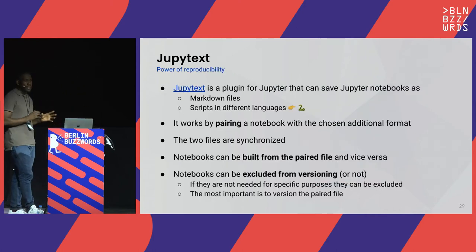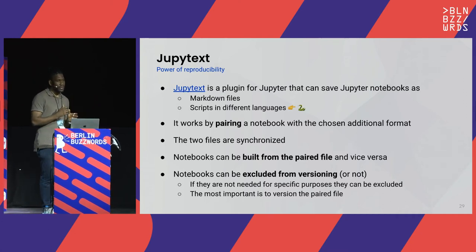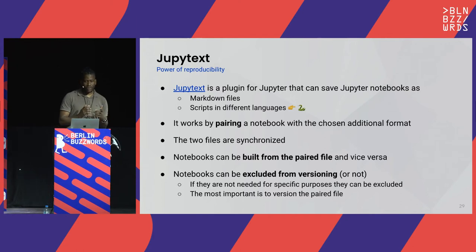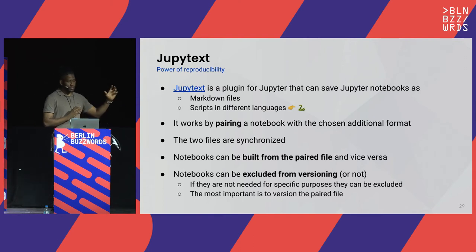To solve reproducibility and traceability, we use Jupytext. Jupytext is a Jupyter plugin that can save Jupyter notebooks in various text formats. So you can have a Markdown file, or a programming language like Python or R. In our team, we use Python. How does Jupytext work? Jupytext pairs your notebook with a py file, and then every modification you make in your notebook automatically updates the py file. But Jupytext only updates the notebook cell information in your py file, not the output.